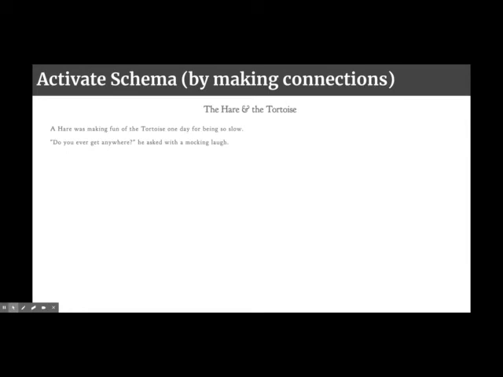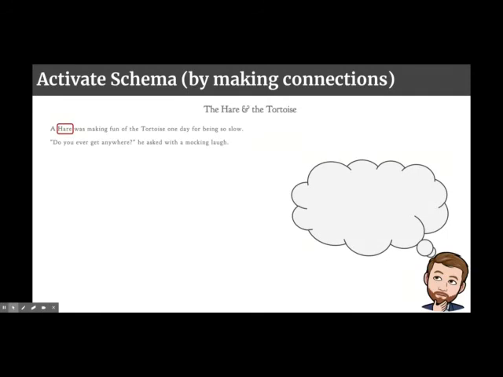To activate schema, or to make connections to what I know, I'm going to look at some key words. The first thing I see is a hare. I know a hare is a rabbit. The second thing I see is a tortoise, and I know a tortoise is a turtle. So the rabbit was making fun of the turtle for being slow.